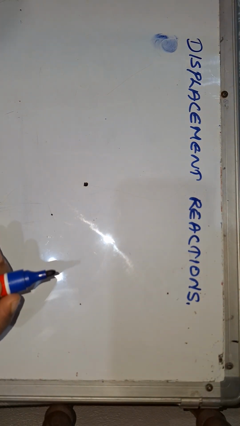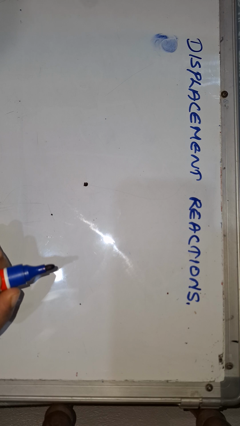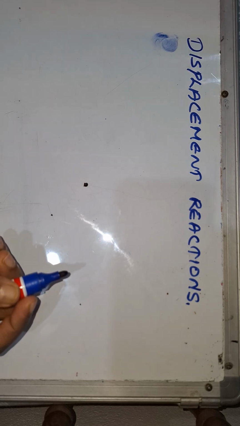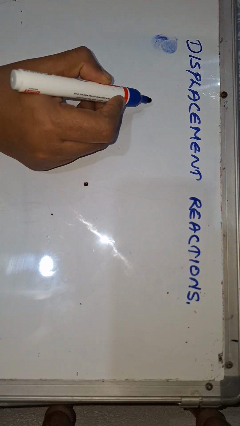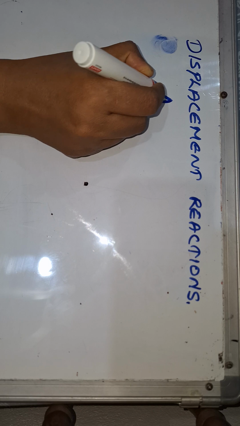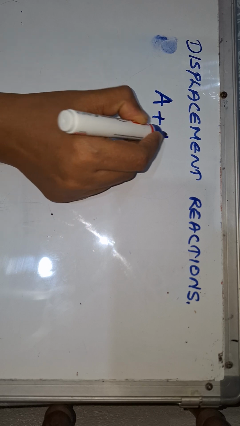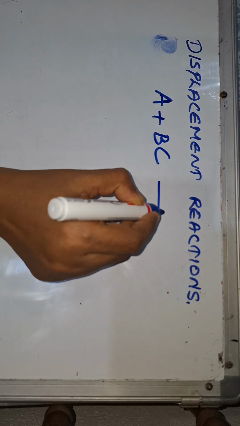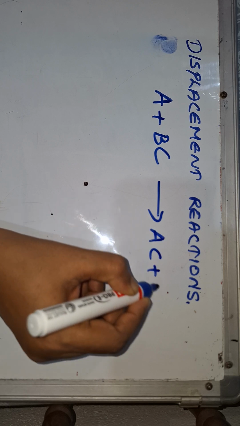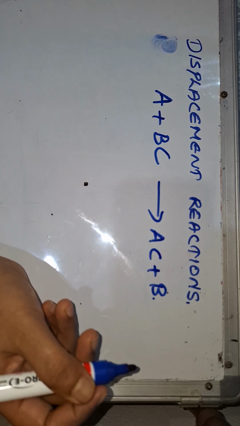There were 5 types of chemical reactions. First one combination reaction, second one decomposition reaction, then the third one was displacement reactions. And what are displacement reactions? Displacement reaction will be of the kind like this: A plus BC, that gives AC plus B. It will be in this format, okay?